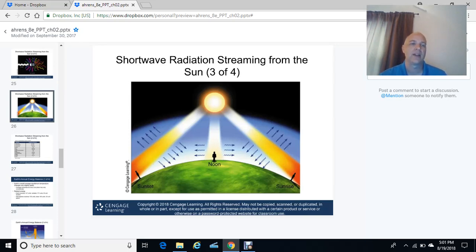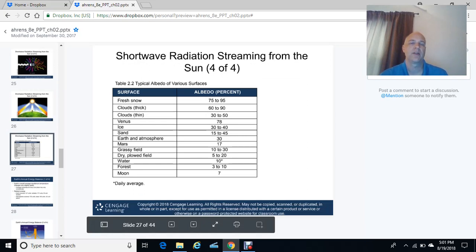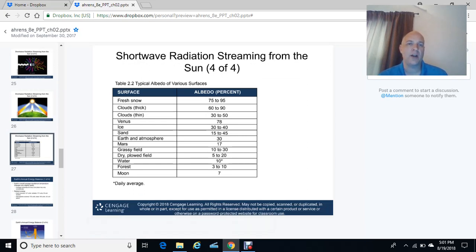Here is an example of albedo. Again, I just want you to think of albedo as reflectivity.